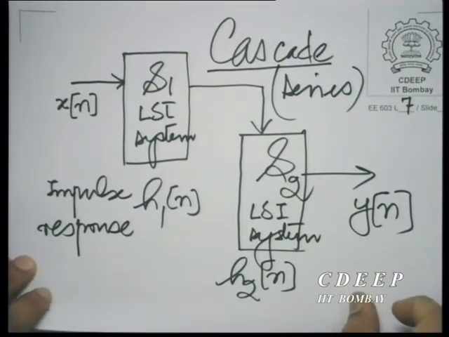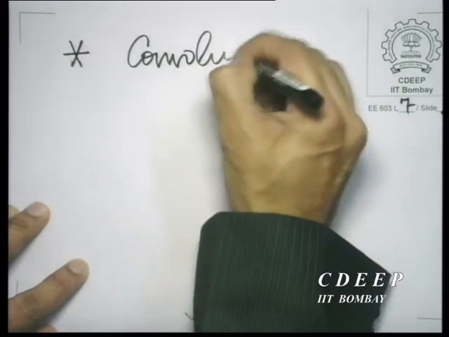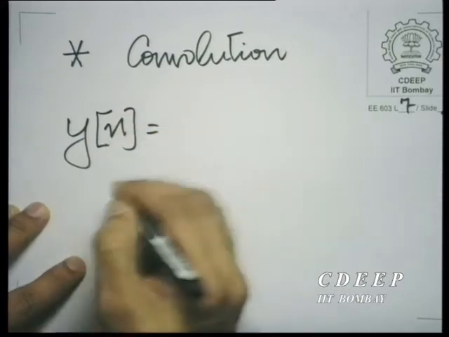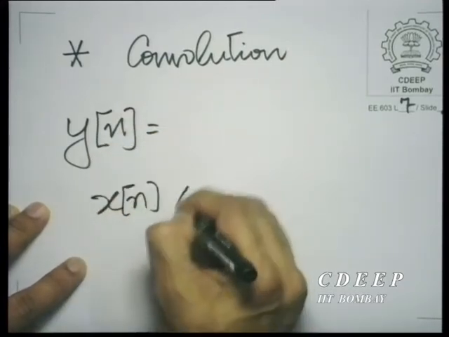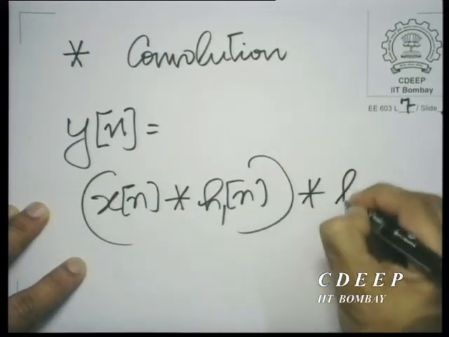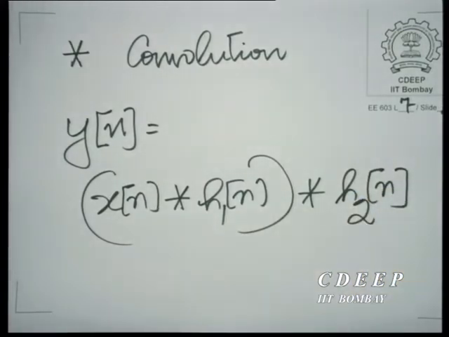Now, it is obvious that if we use the symbol star to denote convolution, then y of n is equal to first x of n convolved with h1 of n and the resultant convolved with h2 of n. So, here we have two convolution operations following one another to relate the input to the output.